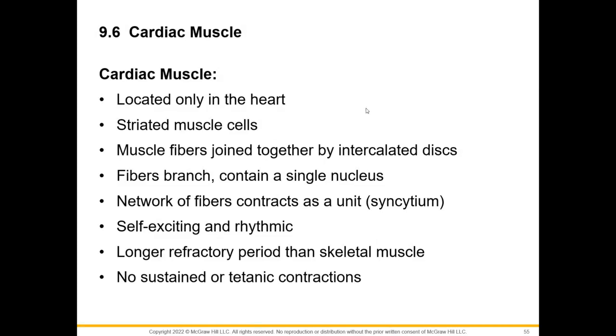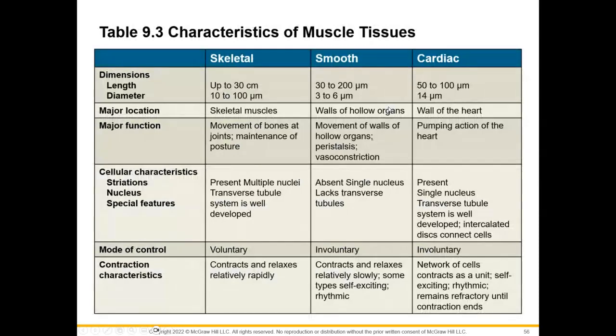Another way you can tell that it's cardiac muscle: it has a network of fibers that contract as a unit. We call this a syncytium. They are self-exciting, they are rhythmic, and they have a longer refractory period than the skeletal muscle does. They also have no sustained or tetanic contractions. You certainly would not want that to happen with your heart. Okay, Table 9.3 is a good table to look at that compares the different types of muscle tissues.